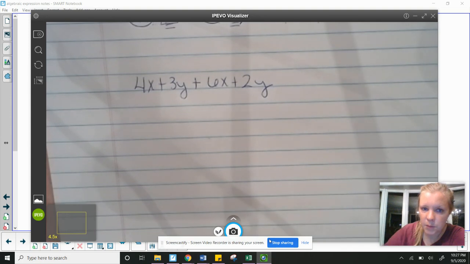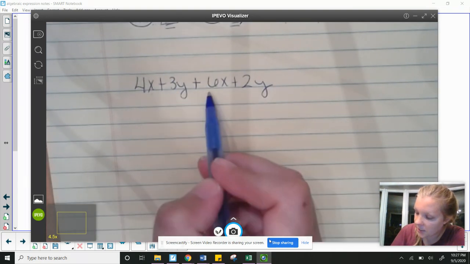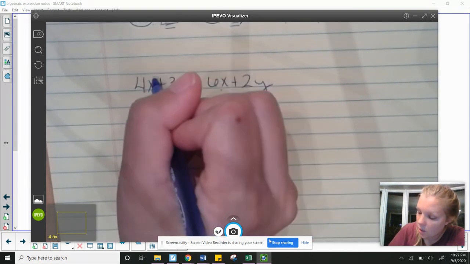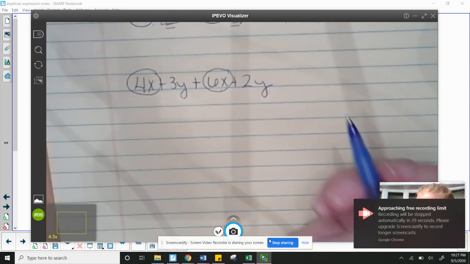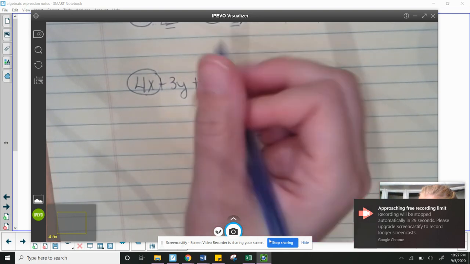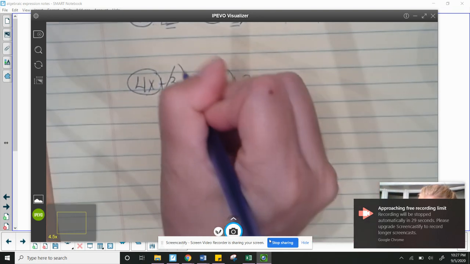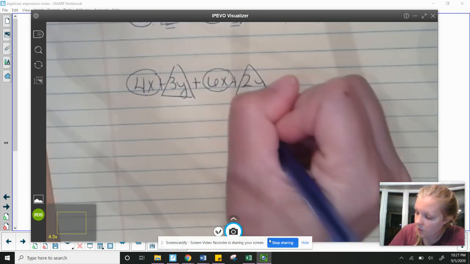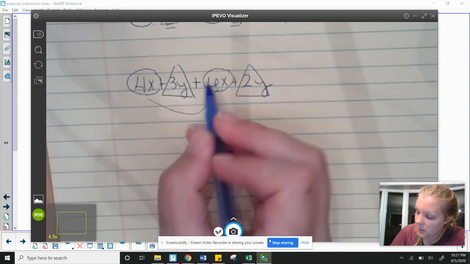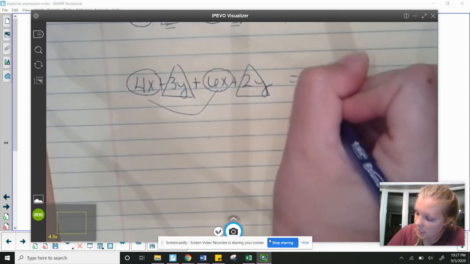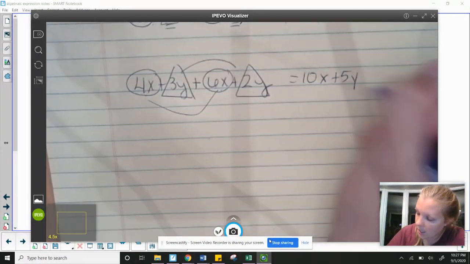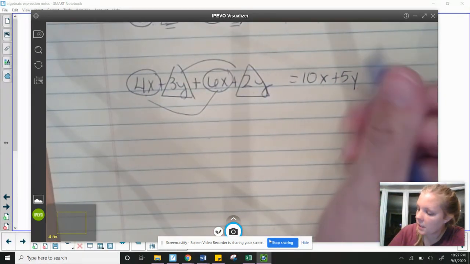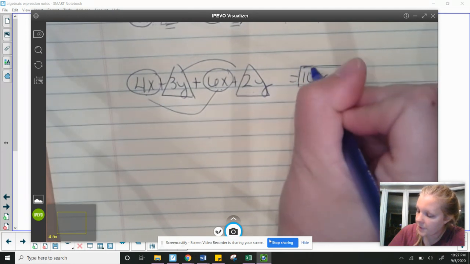This last example, I have x's and y's. So when we do this, I like to put matching shapes around matching letters. So 4x and 6x are the same, 3y and 2y are the same, and so I can put my x's together. 4x and 6x is 10x's. 3y and 2y are 5y. X and y are different letters, so they stay separate, and this is my answer.